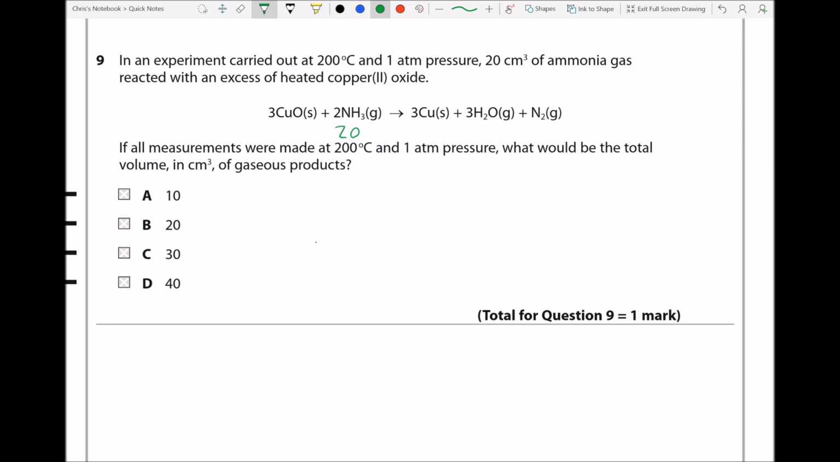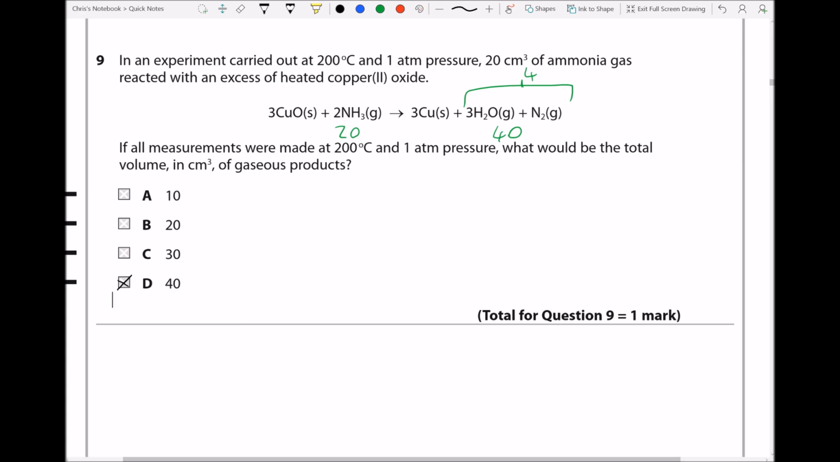If you look at the total number of gas products we're producing, that's the only gases. We've got 4 there. So if we're starting with 20 centimeters cubed, and this was worth 2 ammonia, 4 is going to be double that. So 2 to 4 is double, so double 20 is 40. It's as simple as that. So it's 40 centimeters cubed, and so the answer is D, 40. So just look at your mole ratios. But the key thing there was total volume, so that is basically both gases. That's what they want you to look out for.